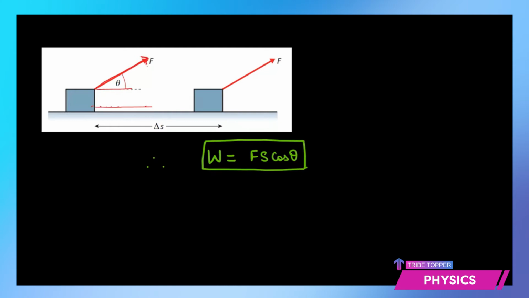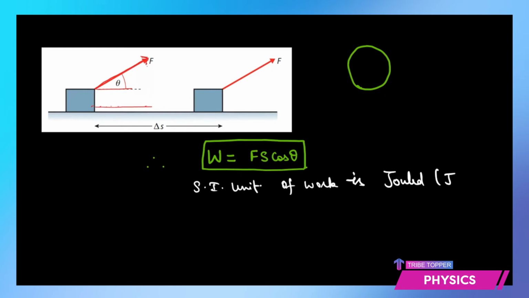If force is 0, obviously no work is done. If you move something and put it back, like in a circular motion, your work is 0 because you come back to the same position. And then the theta also decides the work done. Now the SI unit, yes, the unit is very important. The SI unit of work is joules. We generally denote it as J.